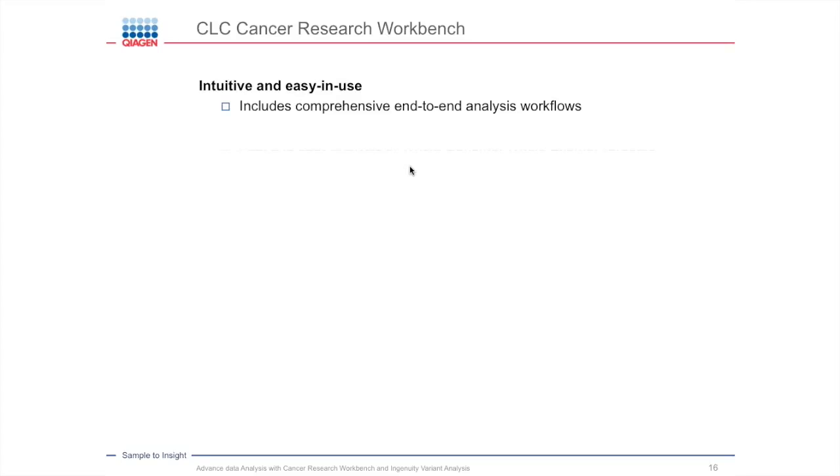So the QIAGEN Research Workbench is a great tool. As I mentioned, you don't need a bioinformatics skill set. It includes a comprehensive end-to-end analysis workflow. You don't necessarily need to have all the different background to know which step to do when you do your data analysis to call your variant. The tool has those workflows ready to use for you.